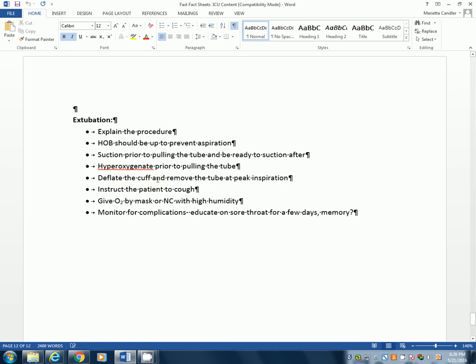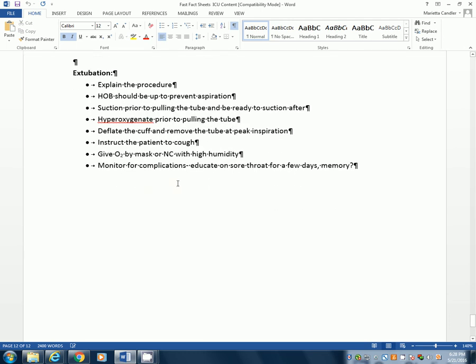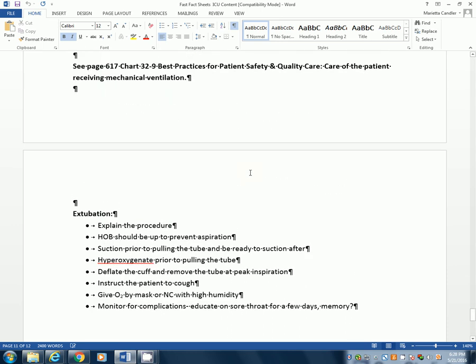So we're going to hyperoxygenate prior to pulling the tube and after pulling the tube. They're going to deflate the cuff and remove the tube at peak inspiration. They're also going to instruct the patient to cough as soon as they take it out. So while they're coughing, you're going to be suctioning, giving oxygen by mask or nasal cannula with high humidity. You're going to be monitoring for complications and educating them, especially the patient, that they may have a sore throat for a few days. Memory may be fogged while they were on the vent a little bit.